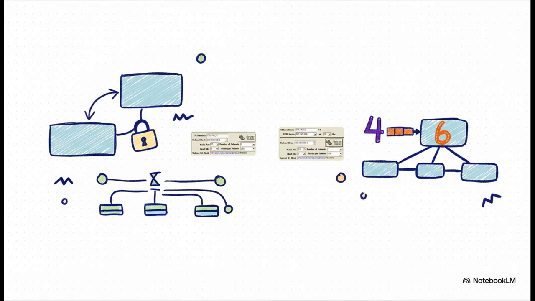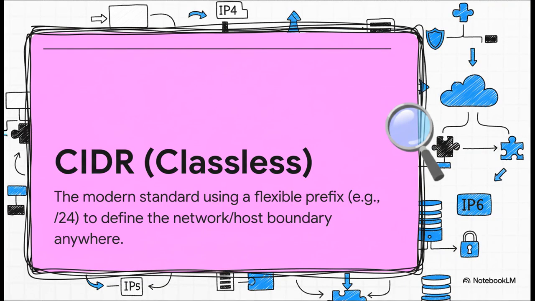And you can really see the difference here. Over on the left, that's the old, rigid system where the line between network and host was always in a fixed spot. But now look to the right. That's the modern way, where we can draw that line pretty much anywhere we want. And this new, smarter system is called CIDR. Instead of those clunky classes, it uses something called a subnet mask to tell a device exactly where that line is. So when you see something like a /24, it's just telling the computer, hey, the first 24 bits are the network, and the rest you can use for individual devices. This lets us create networks of any size we want, which is just way more efficient.